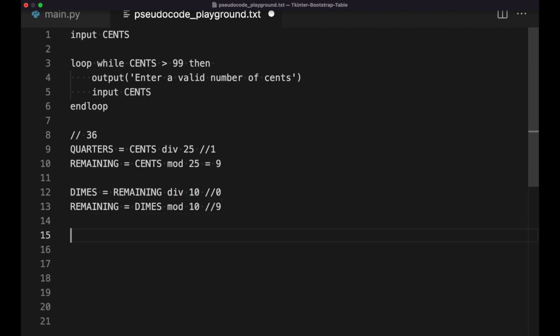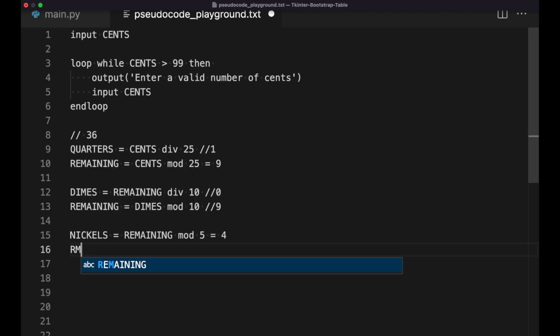Okay. And then now we're going to approach nickels. So we'll say nickels equals remaining mod 5. Right now we're at 9 for remaining. So 9 mod 5 is going to equal 4, because if we did 9 divided by 5, we would get 1 remainder 4. Now remaining is going to be equal to, sorry, this should be remaining div 5, my bad. Nickels mod 5 would then be equal to, so nickels is going to be 4 by this point, so we're going to have 4 mod 5. So it's going to be 4. Well, I'll put that in the comments, because that's not actually what we're going to have.